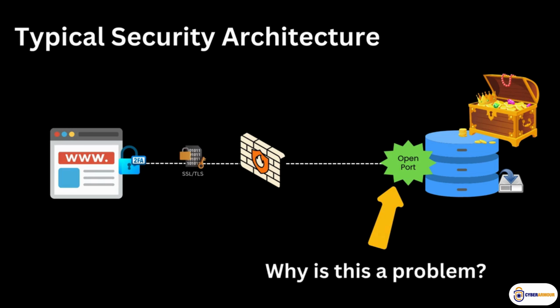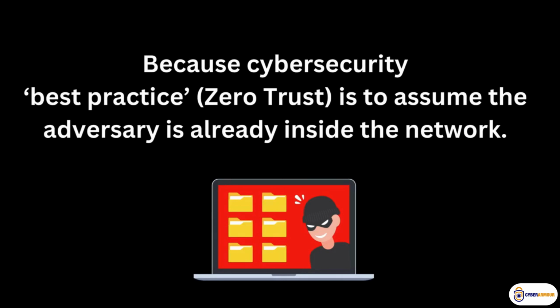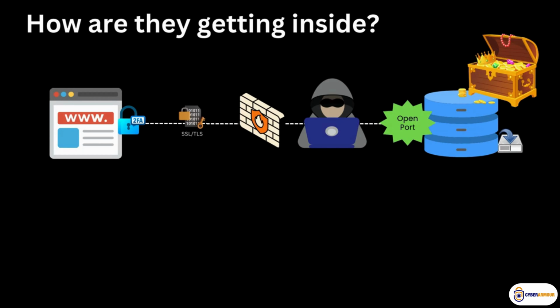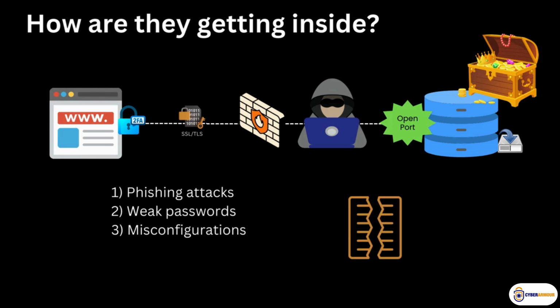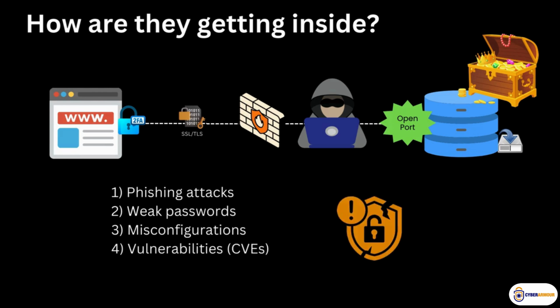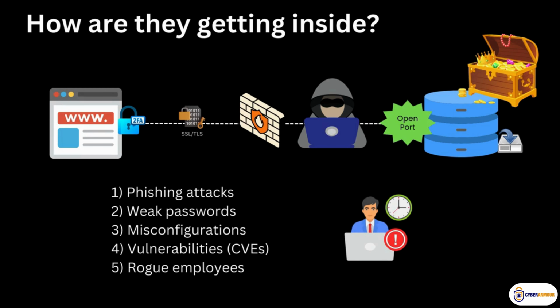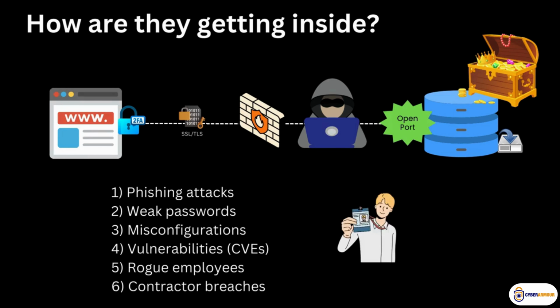Why is it a problem? Because zero trust and cybersecurity best practice is to assume that the adversary is already inside the network. How are they getting inside? Phishing attacks, weak passwords, misconfigurations, vulnerabilities, CVEs, rogue employees, and contractor breaches.